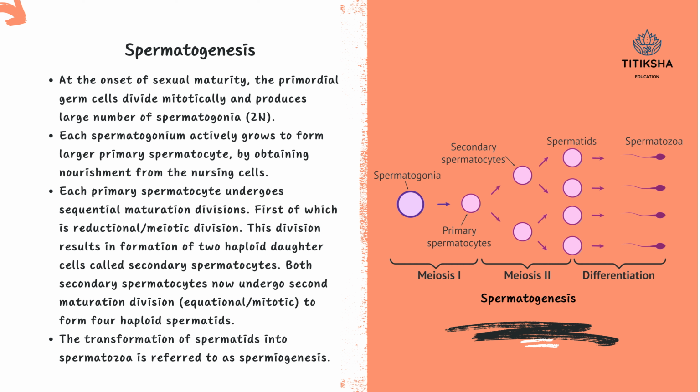This division results in formation of two haploid daughter cells, called secondary spermatocytes. Both secondary spermatocytes now undergo second maturation division, equational or mitotic, to form 4 haploid spermatids. The transformation of spermatids into spermatozoa is referred to as spermiogenesis.